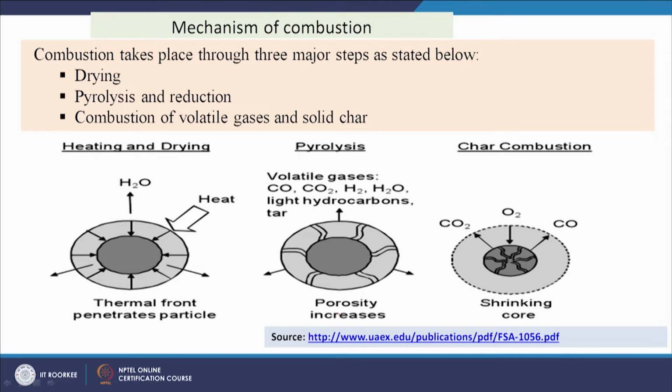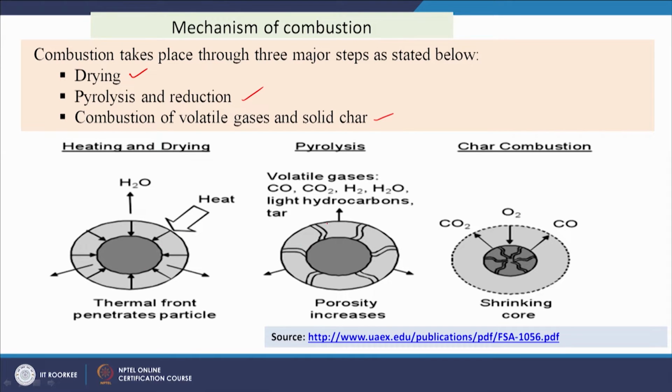Combustion takes place through different steps. At first the drying, then pyrolysis and reduction, and then combustion of volatile gases and solid char. So, when we apply heat to the material in presence of oxygen, at first the drying takes place and moisture goes off, then the volatiles come out from the solids, and then the volatiles and the residual material both are oxidized. With time the size of the solid particle reduces. That is called the shrinking core model for combustion.